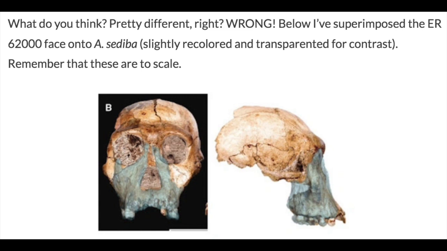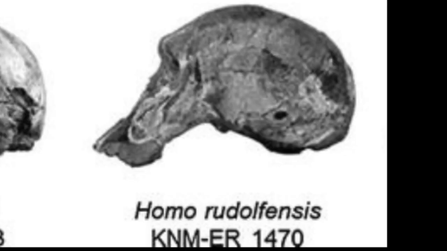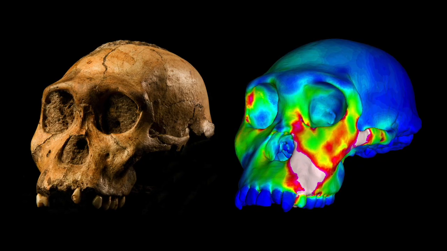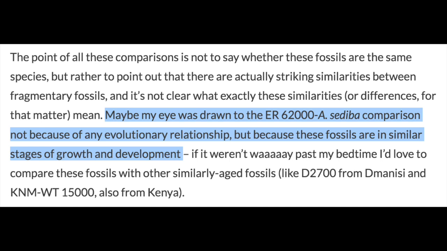It says, what do you think? Pretty different, right? Wrong. Below, I have superimposed the ER 62000 face onto Sediba, slightly recolored and transparent for contrast. And look at that, it fits almost identically. And remember, the face of ER 62000 is Homo rudolfensis, an ape species. But the young look very human-like still. The author of the article concluded by saying, maybe my eye was drawn to the ER 62000 Sediba comparison not because of any evolutionary relationship, but because these fossils are similar in stages of growth and development.